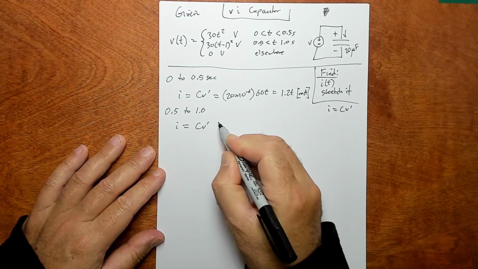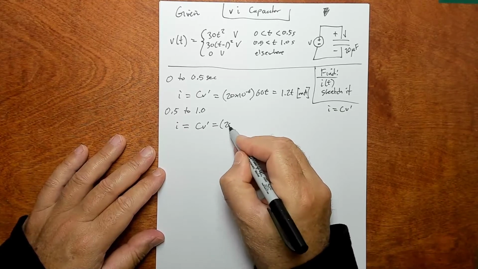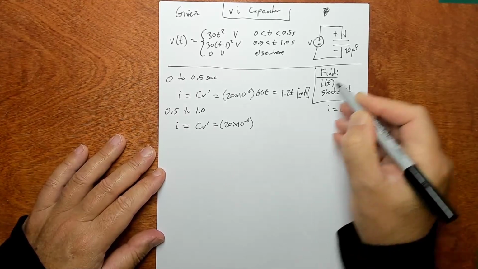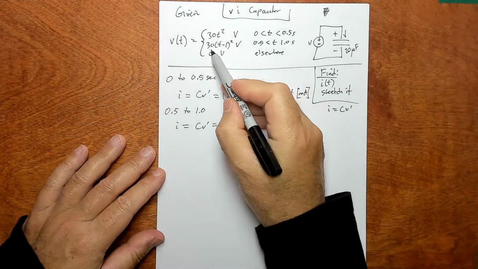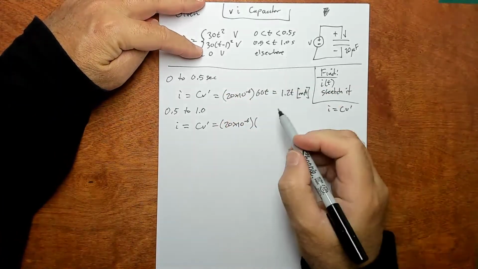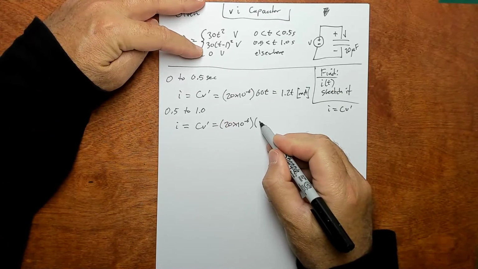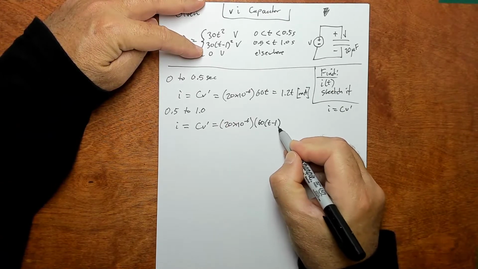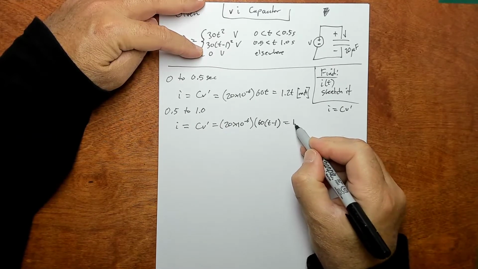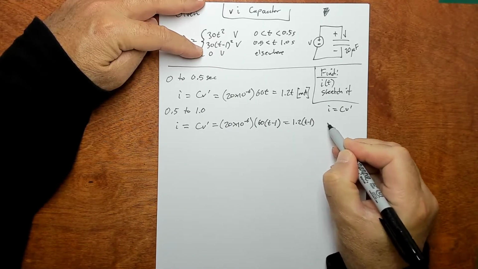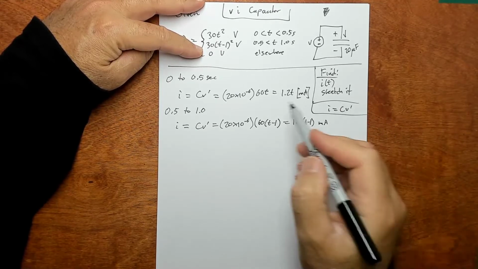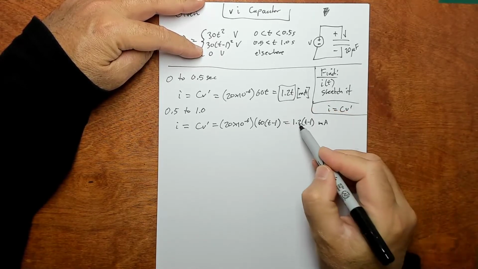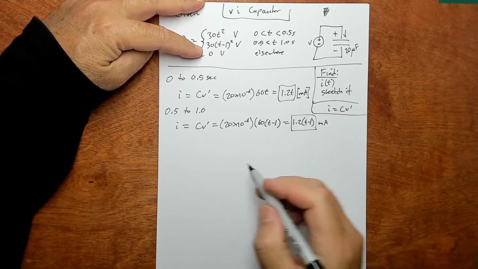Anyway, for the second interval, this is the same capacitance, and then the derivative of this thing in here is going to be 60 (t minus 1). So that works out to 1.2 (t minus 1), and the units are milliamps. Okay, so there's our two equations, and we could plot those guys.